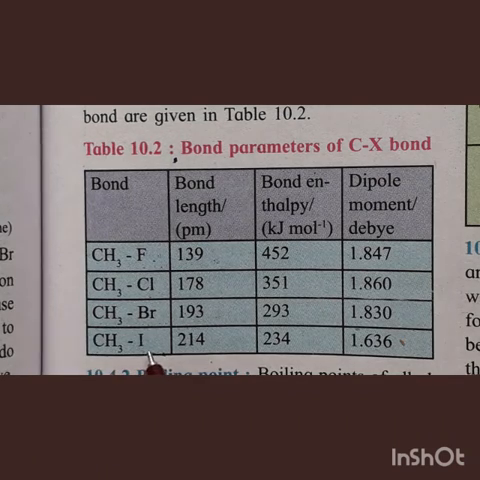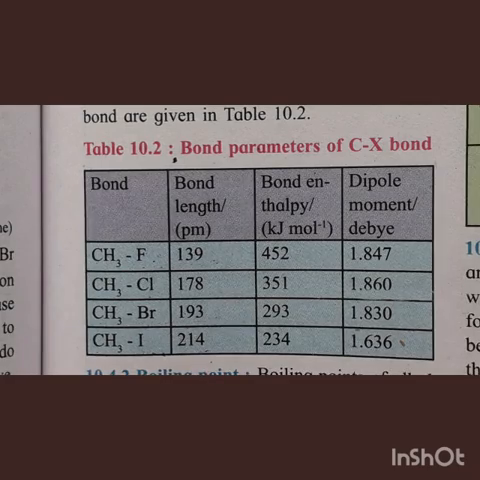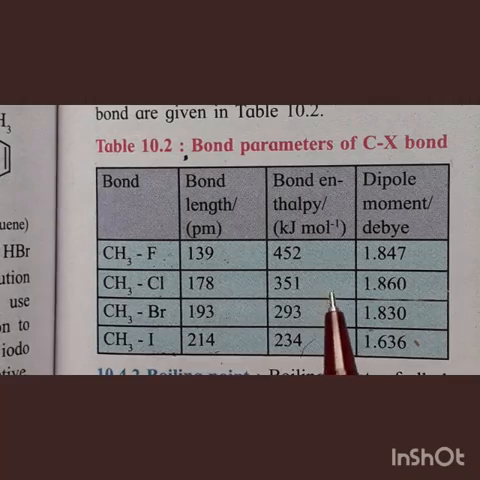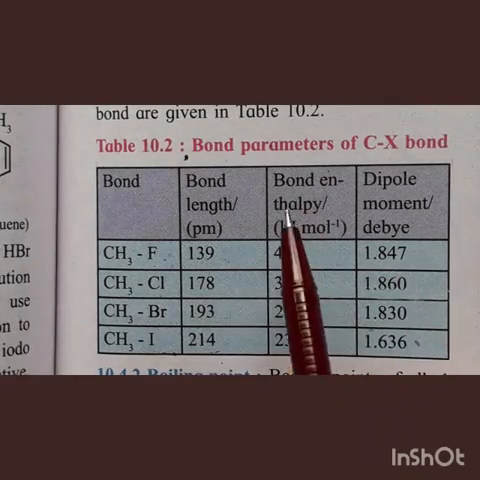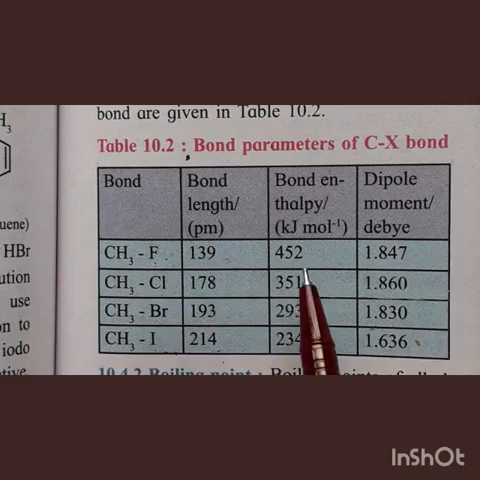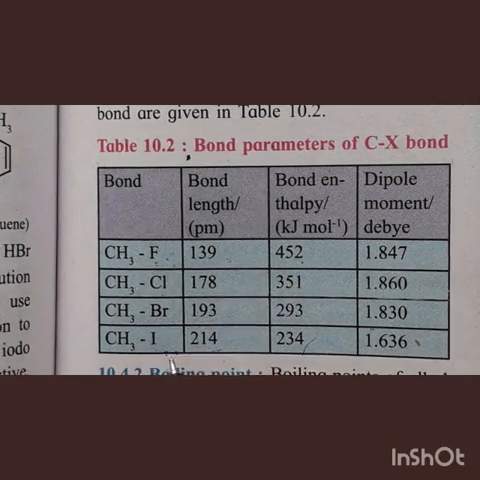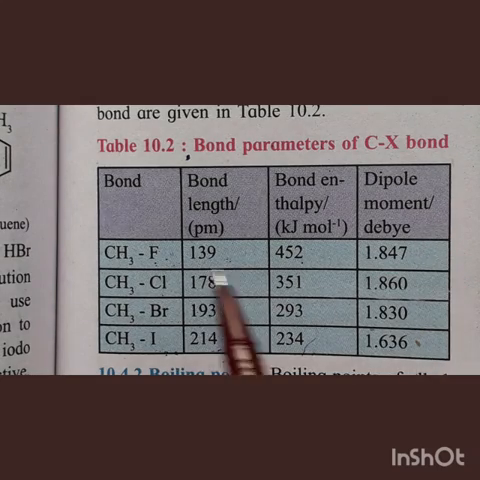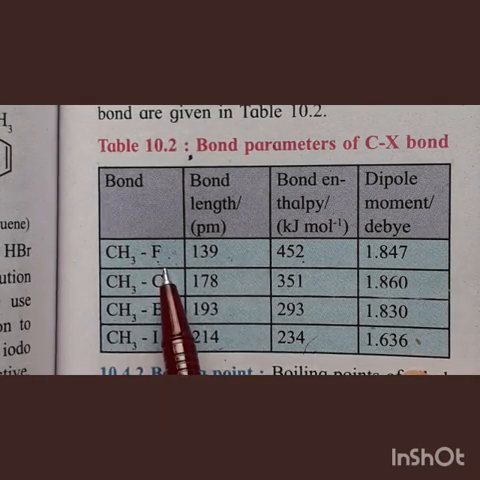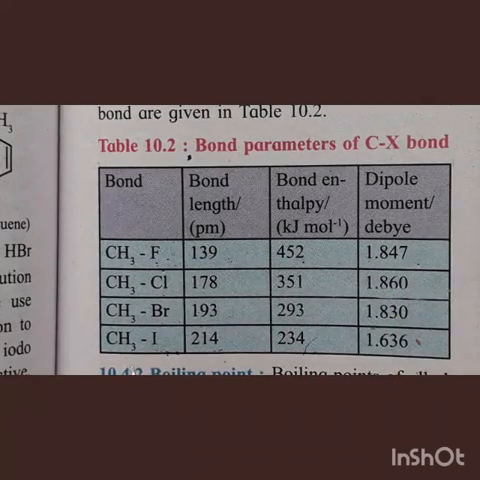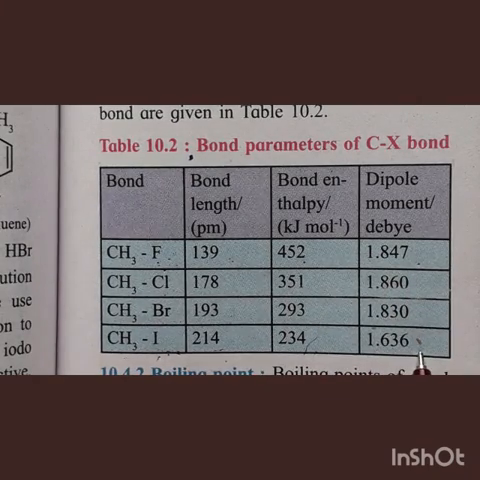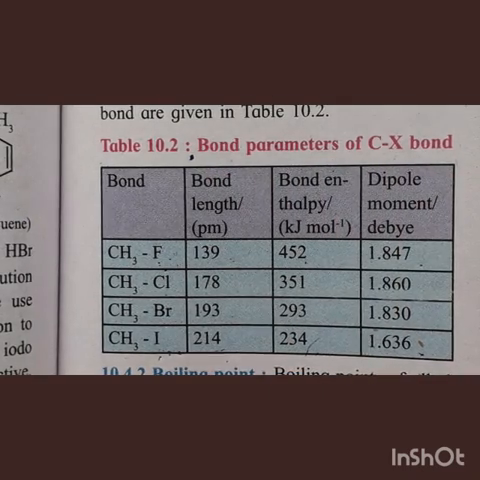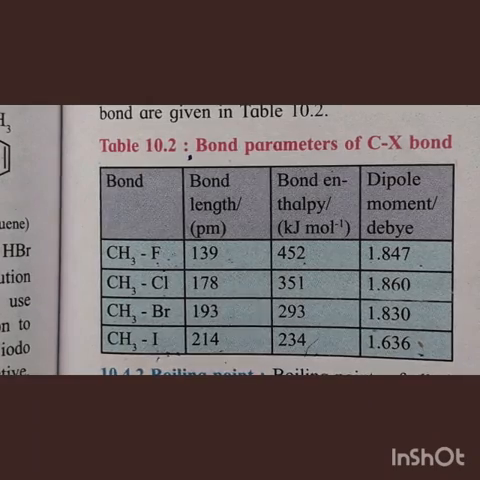Iodine is the greatest in size among halogens, so carbon iodine bond length is 214, and as a result you can see bond enthalpy decreases, bond strength decreases. The enthalpy of that bond decreases. Shorter bond, more enthalpy, and longer bond, less enthalpy. And dipole moment also decreases. A shorter bond has higher dipole moment and a longer bond has smaller dipole moment. So these are the bond parameters of the carbon halogen bond. Now let us see the next physical property, that is boiling point.